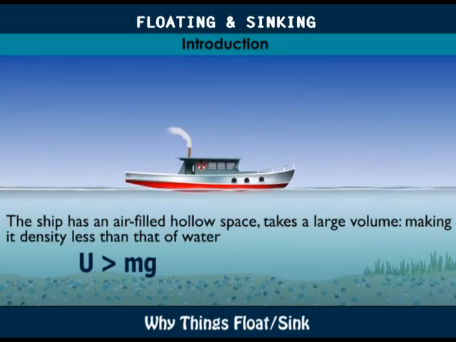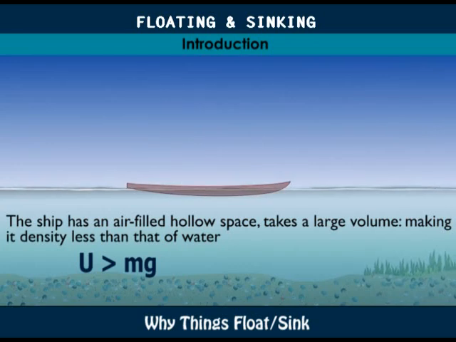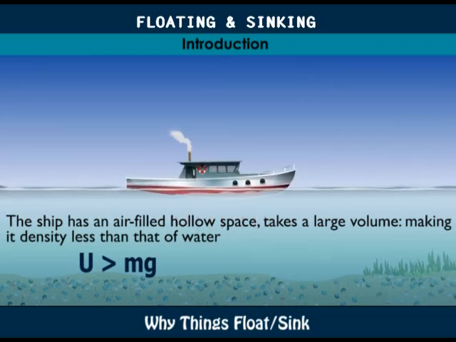The steel ship floats because it has a hollow space filled with air and occupies more volume in water, making its density less than that of water. So the upthrust exerted by the water on the ship is greater than the weight of the ship, letting it float.